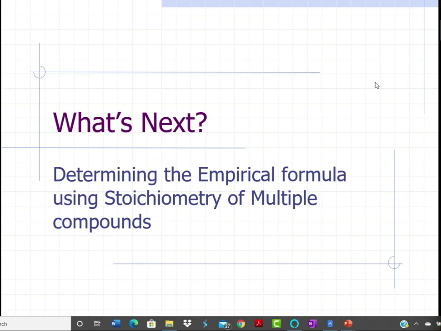So what's next? Next week, we're going to be incorporating the stoichiometry using the multiple compounds that we have in this situation, and we're going to go back and revisit the empirical formula and determine how to determine the empirical formula using what are called combustion analysis. That's what we're going to focus on next week.